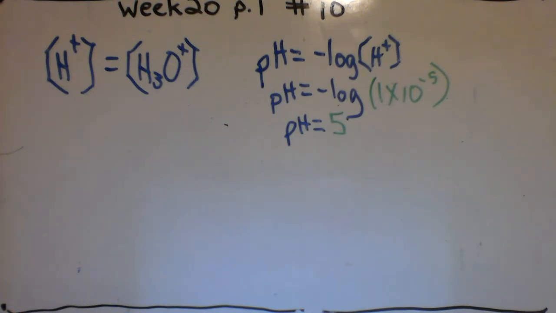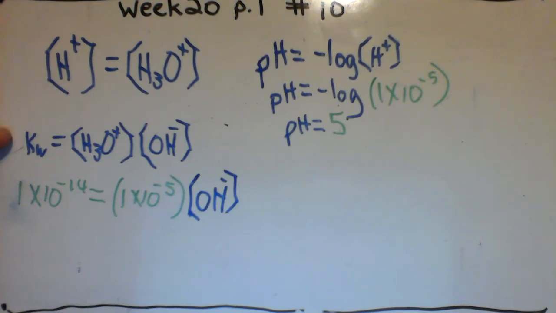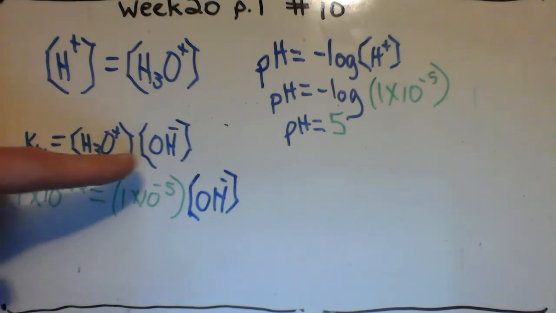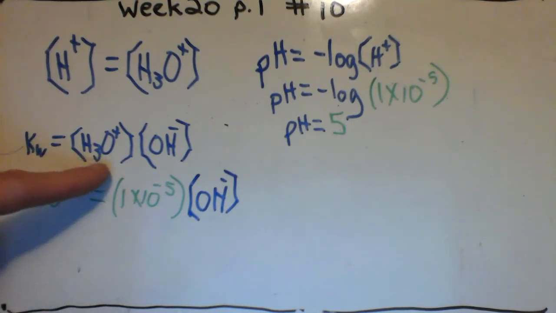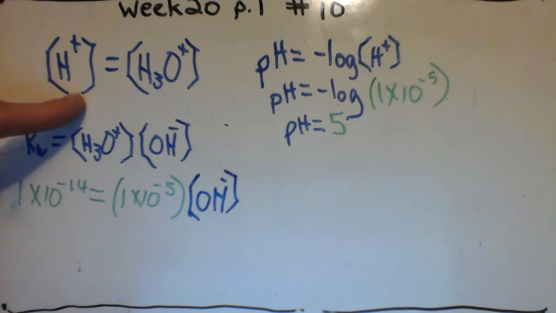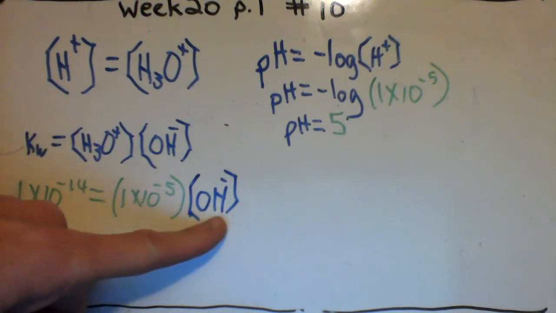Now the problem also asks us what is the concentration of hydroxide ions in the solution. So we have to go to the ion product constant equation for water. So here's the ion product constant for water. Kw equals the concentration of hydronium times the concentration of hydroxide. We replace Kw with the known 1 times 10 to the negative 14th. The concentration of hydronium is the same as the concentration of hydrogen ions. The variable is hydroxide here.